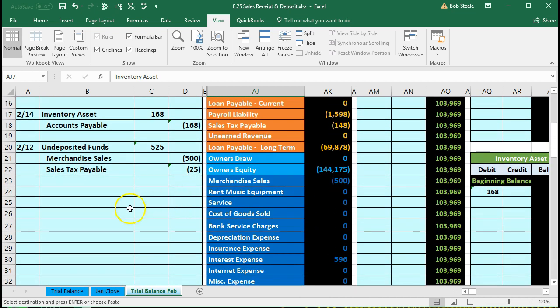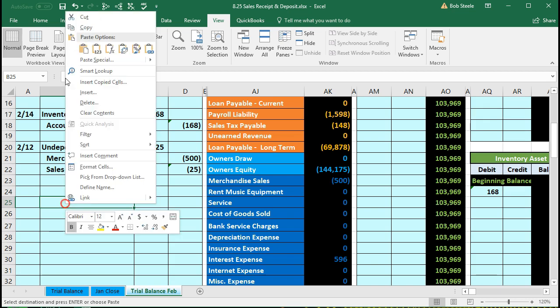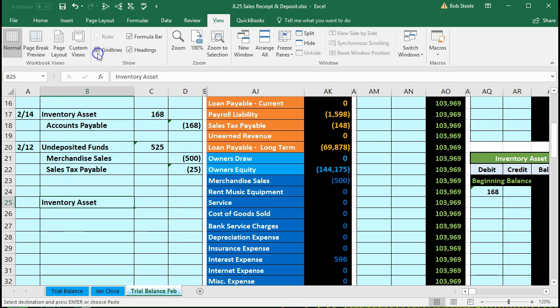We're going to scroll down. I'm going to skip a line to put a new journal entry, skip another line to put it on the bottom. So I'm in cell B25. Right click and paste 1, 2, 3. Now I'm not going to put the amount yet. I don't quite know it yet, so we'll just put the account first.